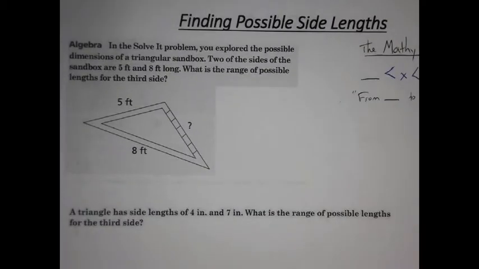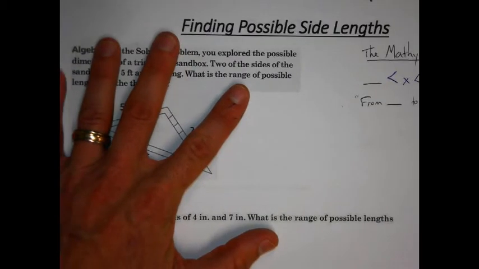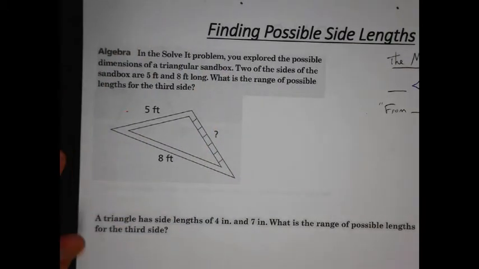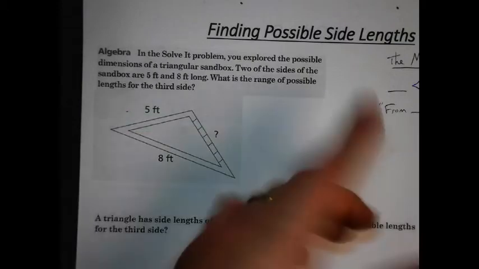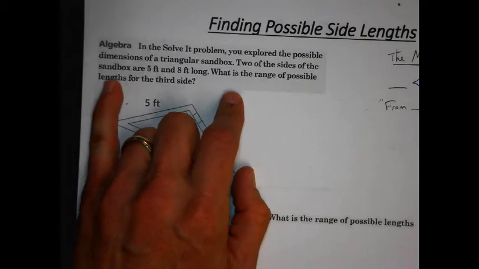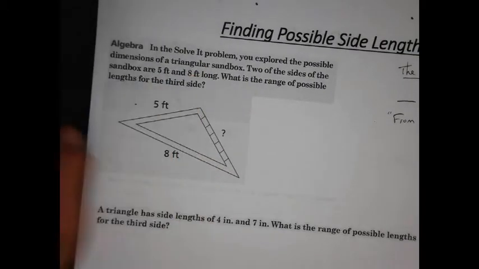Finding possible side lengths. This is where things get fun. We have to start thinking now. Take a look at this. In the solve it problem, we explored two possible dimensions of a triangular sandbox. Basically what we did with the markers. Two of the sides of the sandbox are 5 and 8. What's the range of possibilities for the third side?